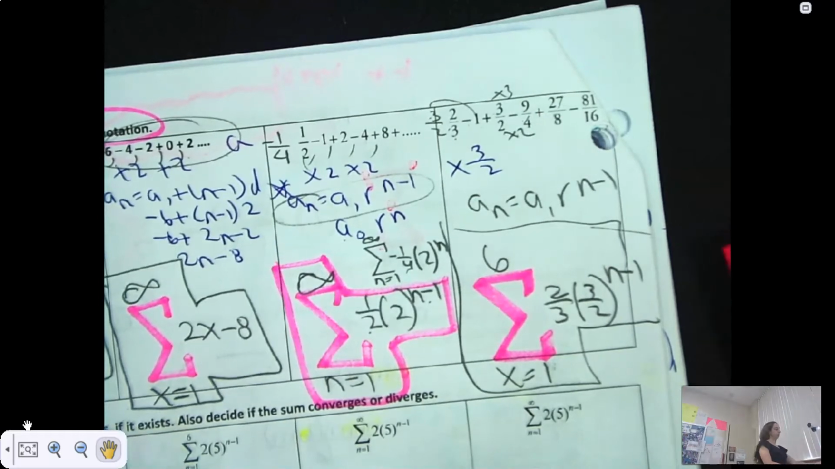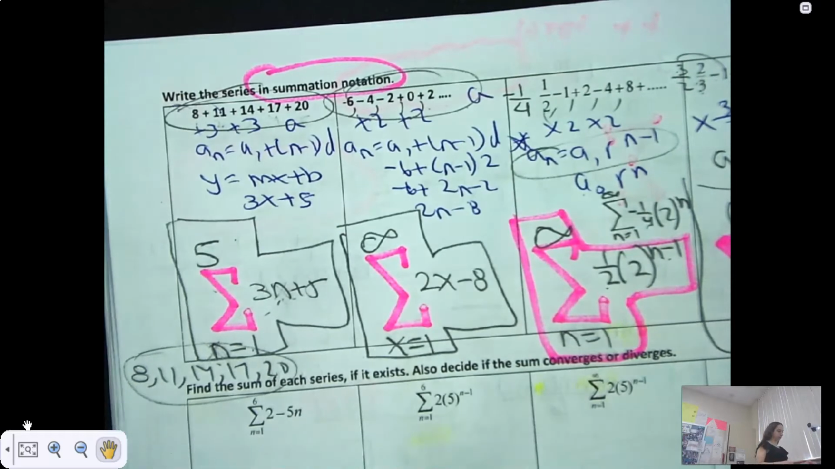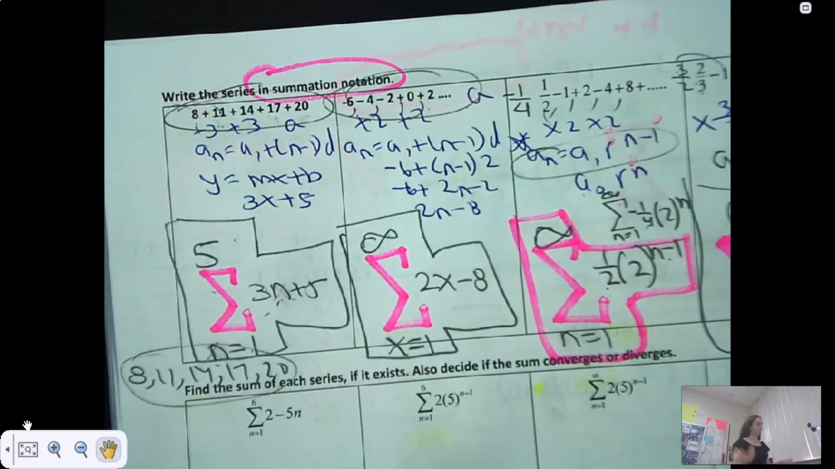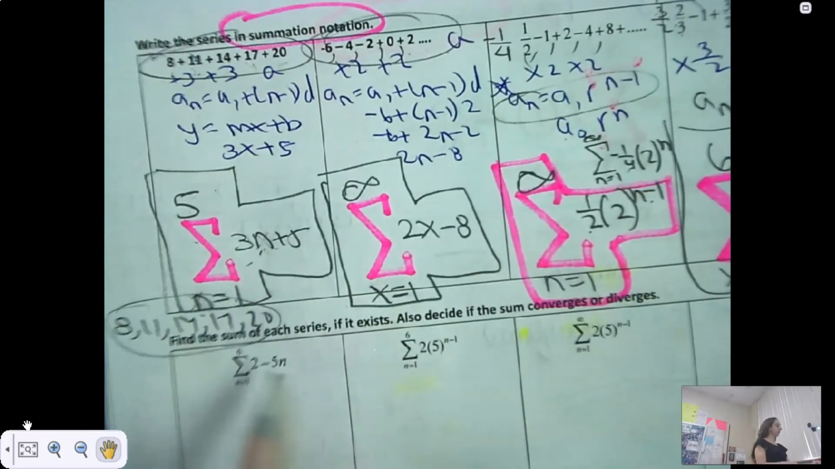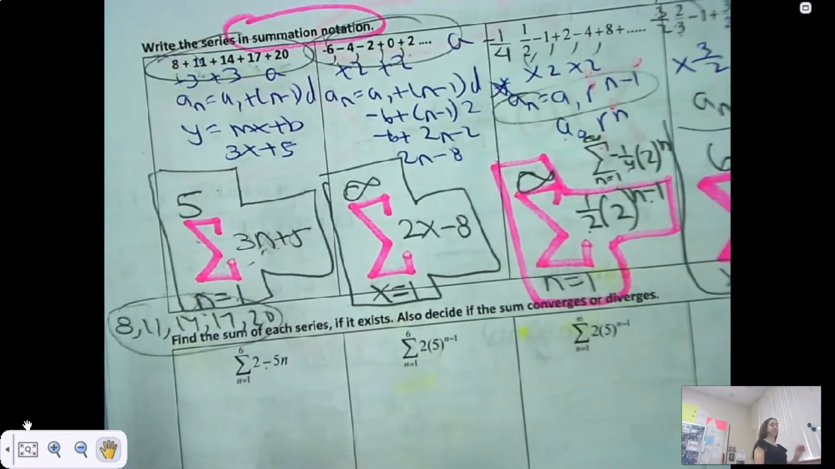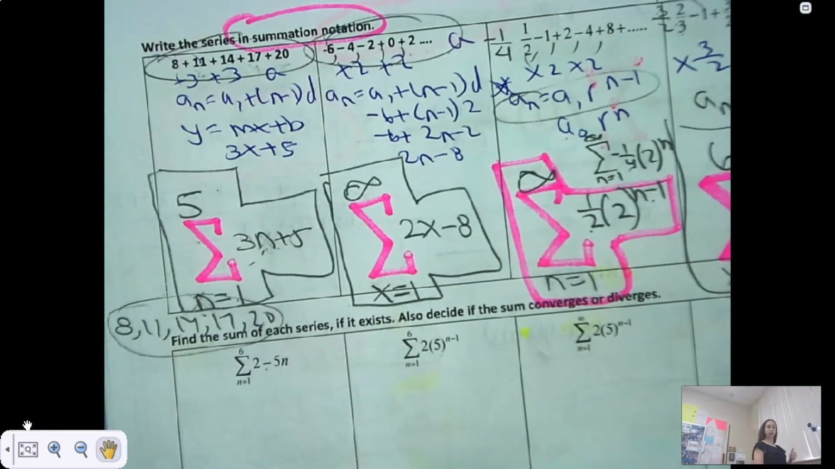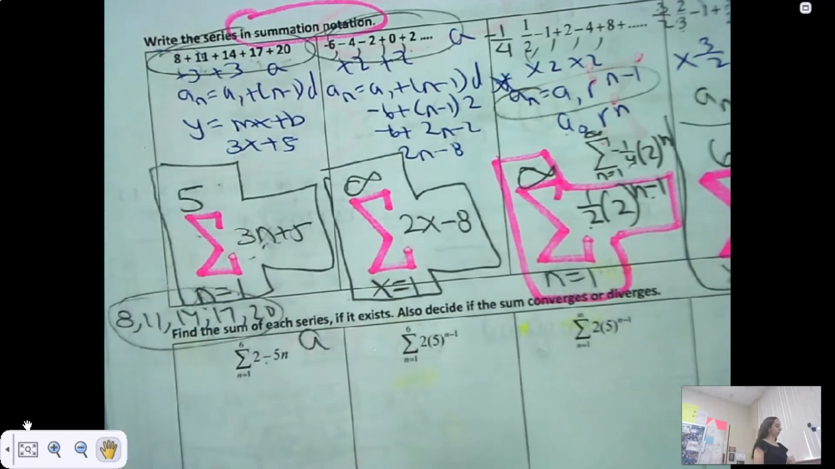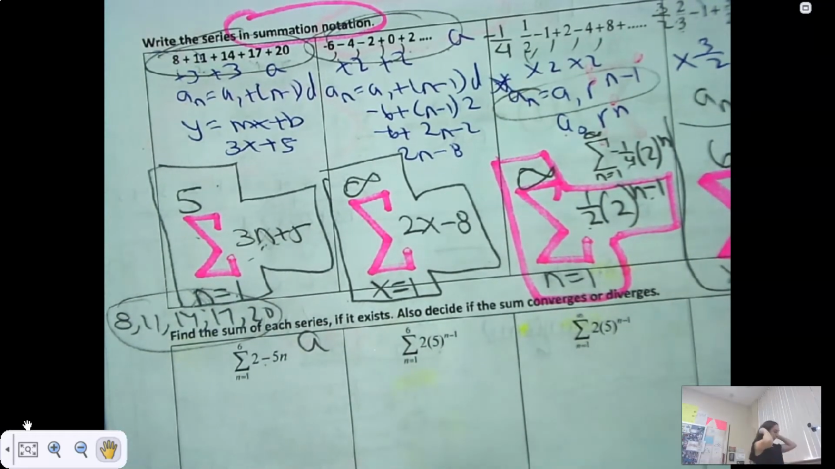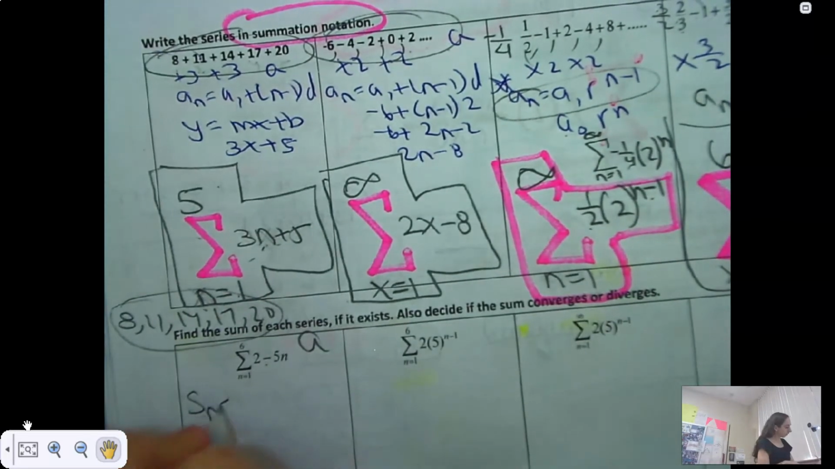All right? Now, they want us to actually find the sum and decide if it even exists, if it converges or diverges. So what I need to do is be able to look and go, hey, is it arithmetic, geometric, or neither? Well, it's arithmetic. So if it's arithmetic, I know it exists. I'm going to do it a different way.